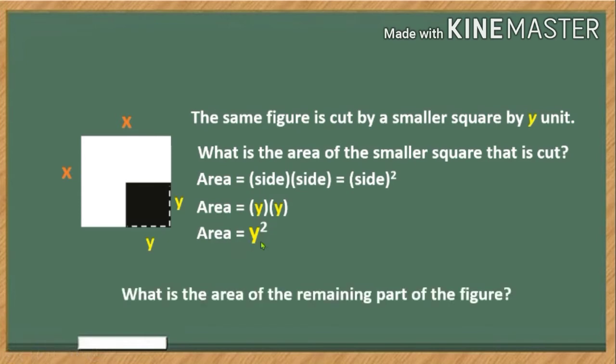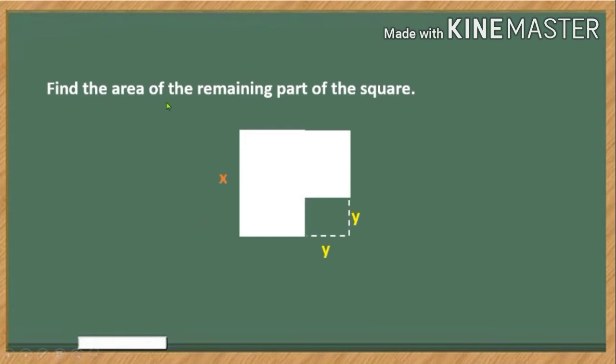And what is the area of the remaining part of the figure? To find the area of the remaining part of the figure, let me trace this part of the remaining figure. And as we can see, another figure is formed. We have here a rectangular plane figure.